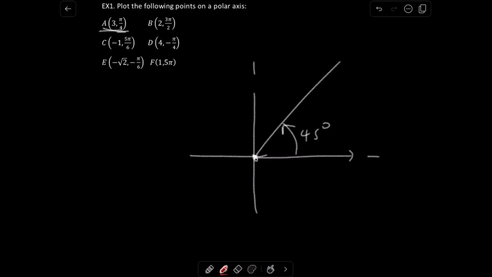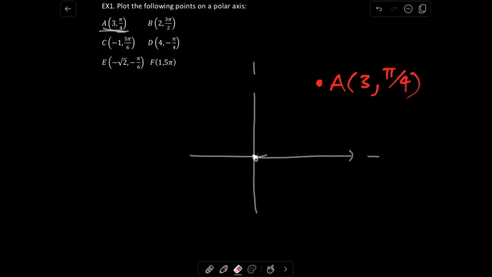Let's plot point A. Let's make three somewhere here. Well, let's make it here. All right, there's point A. So that's going to be 3 and pi over 4. All right, that's point A. Let's go for B. So B is 2 and 3 pi over 2.